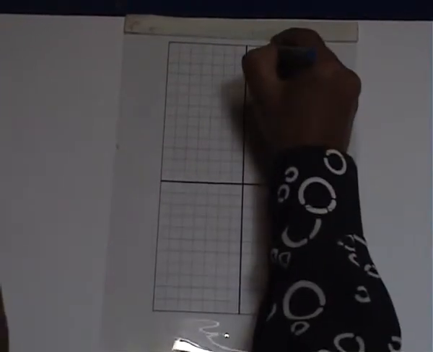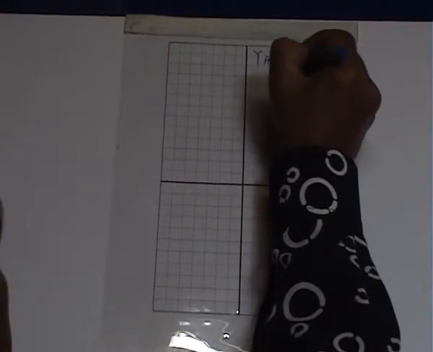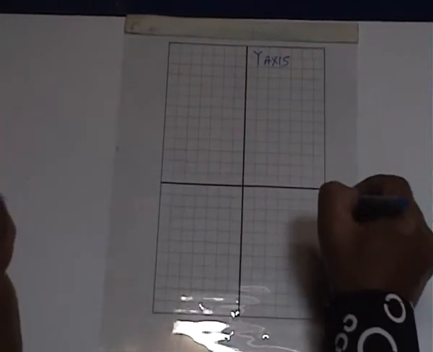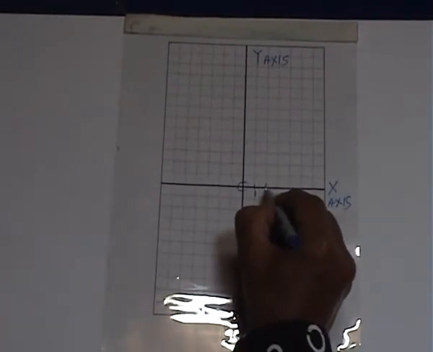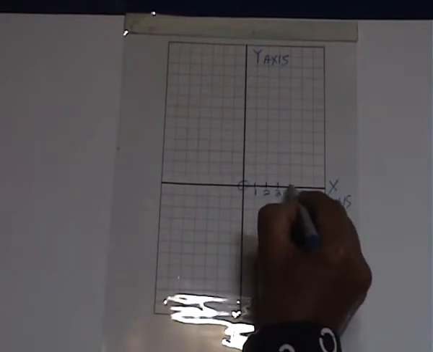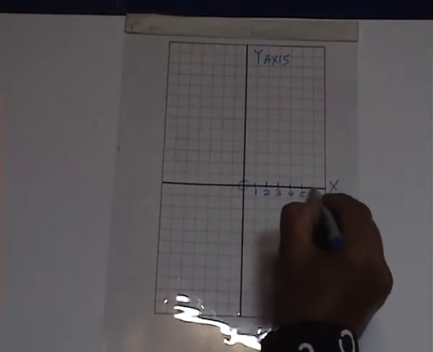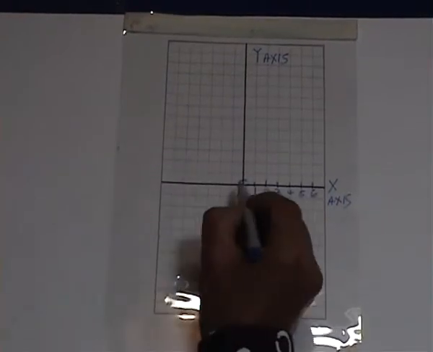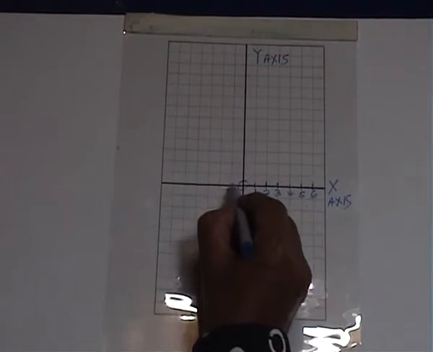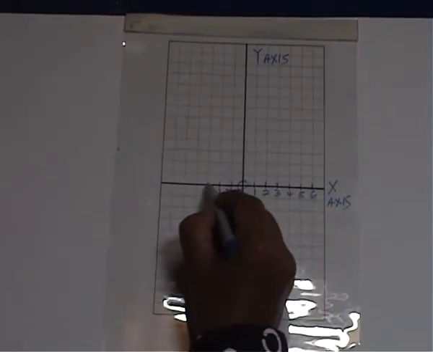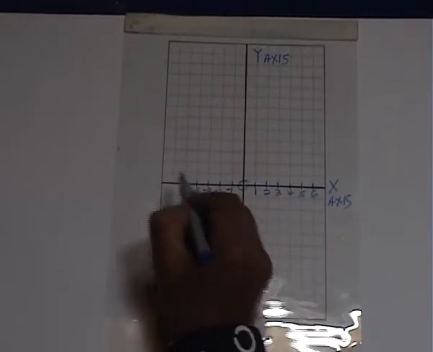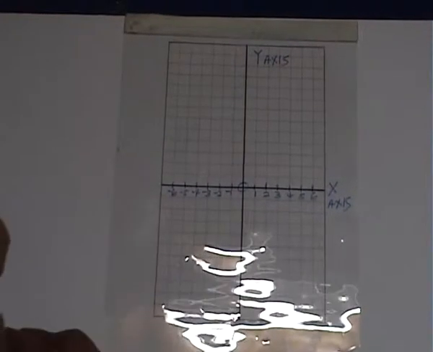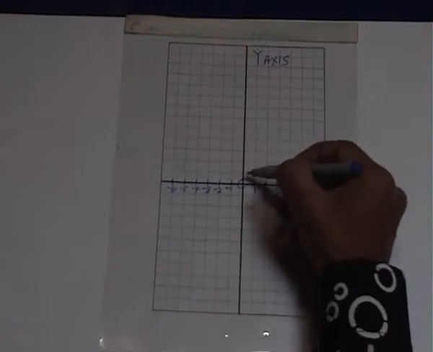Alright, so you took a blank page like this and you drew in your y-axis, you drew in your x-axis, and you wrote y-axis. And you wrote here x-axis. And you put in your 0 in the middle. And then you wrote 1 here, 2, 3, 4, 5, 6. And then on the left hand side you wrote -1, -2, -3, -4, -5, -6.